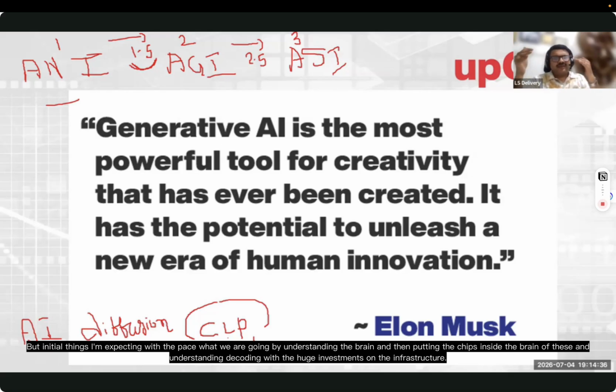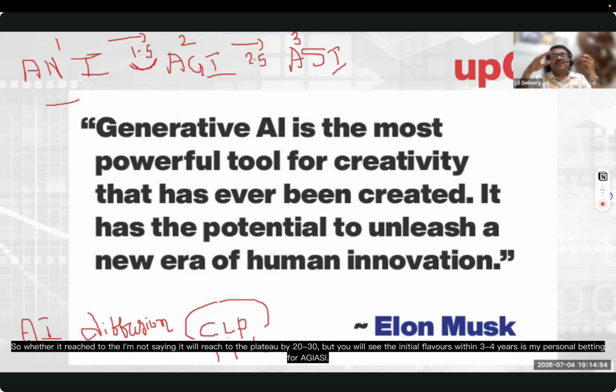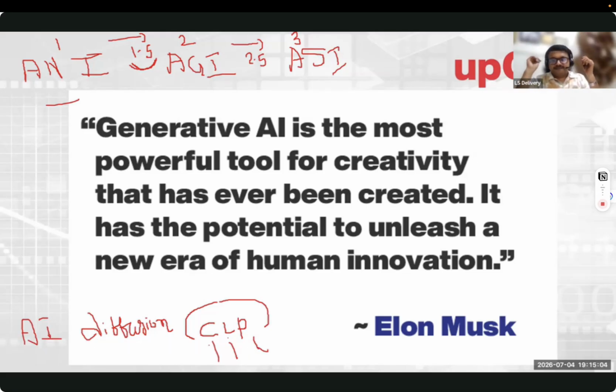But I am expecting initial things, with the pace we are going at, by understanding the brain, putting chips inside the brain, decoding it, and with huge investments in infrastructure. Whether it is cost efficient or not, I'm not guaranteeing at this stage. I'm not saying it will reach the plateau by 2030, but you will see the initial flavors within 3-4 years, which is my personal bet for AGI. ASI may take some more time.